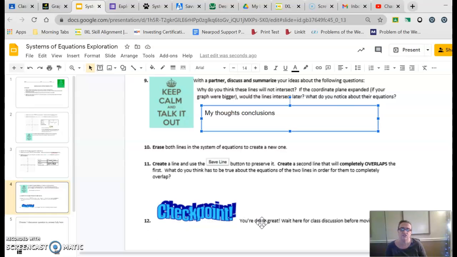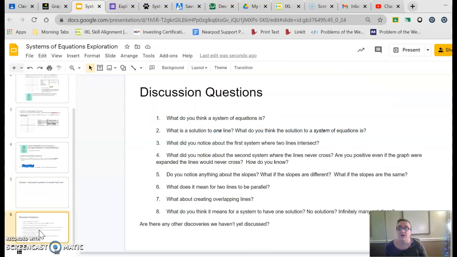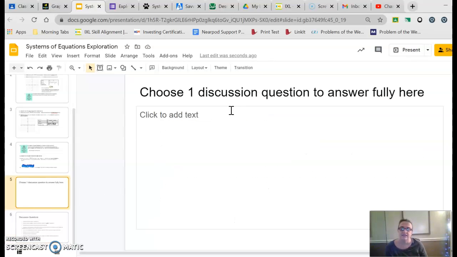The last one says checkpoint, wait for the class discussion. We're going to talk about this in class, but I went ahead and provided you some discussion questions that we're going to use as a format for our class discussion. And in this slide 5, I gave you some space. Use this space to answer a question fully.